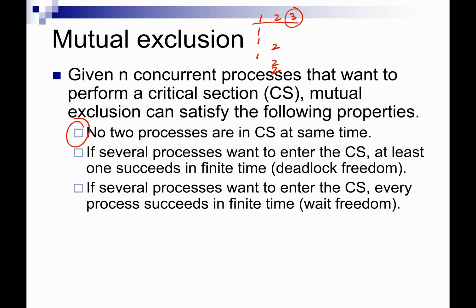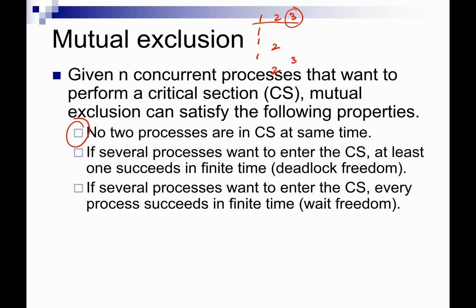So our system overall is making progress. We're not deadlocked, because threads 1 and 2 are entering the critical section. However, we don't have wait freedom because process 3 never gets to enter. For wait freedom, we require that every process eventually gets to enter. So if we want wait freedom, then instead of process 2 succeeding, we need process 3 to at least succeed once.